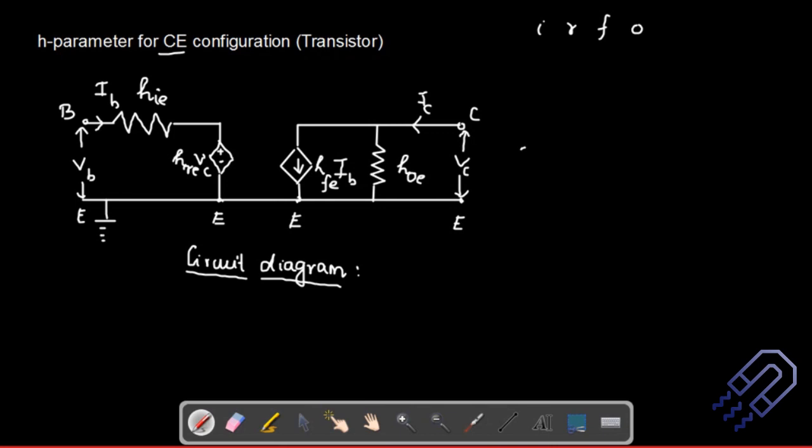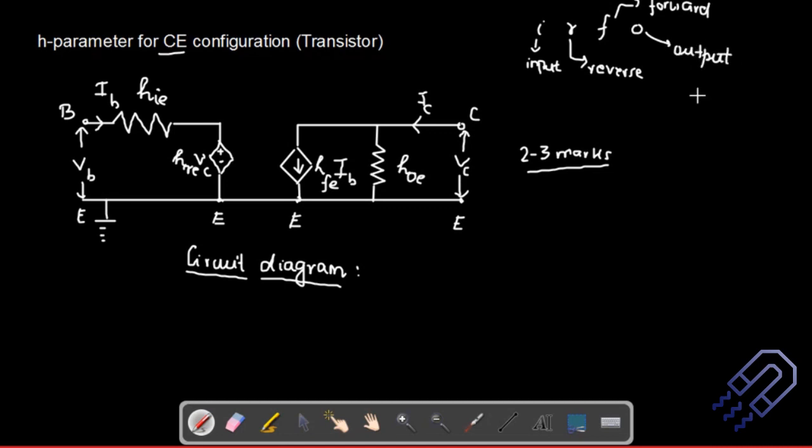And this circuit will have around 2 to 3 marks. If you make a mistake there, probably you lose some marks. Okay, so please make sure you label them properly. It's important. And each of these terms has some importance. I, R, F, O has some meaning. So before we go into the next class, I'll just give you this information. I basically stands for input, R usually stands for reverse, F stands for forward, and O, I think you can guess, stands for output. And that's the reason it is being put.